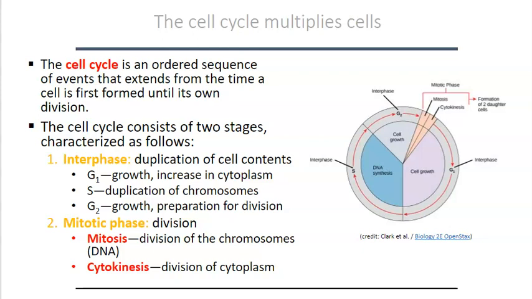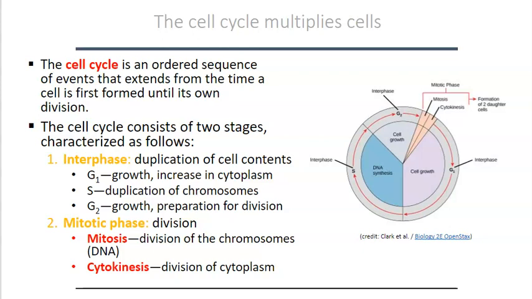So when we talk about the cell cycle, we typically divide this into two major stages, interphase and the mitotic phase. Interphase is going to have three subphases. There's going to be G1, also known as gap1, synthesis, and gap2. Then we talk about the second major phase, that's going to be the mitotic phase.